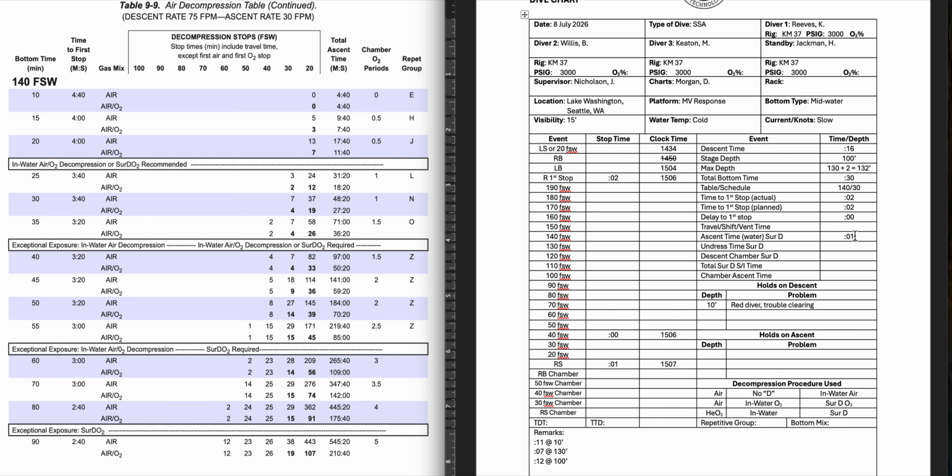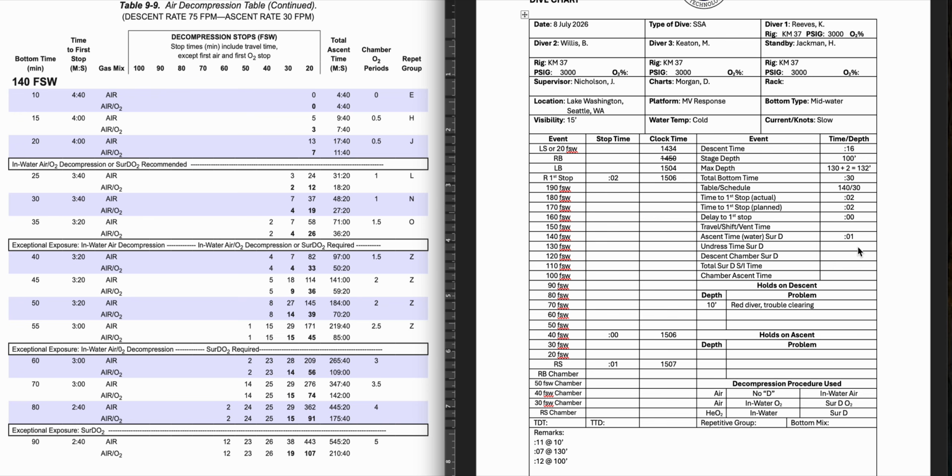Once you reach surface, you immediately begin your undress time. The maximum we can have for the ascent time is 1 minute. The maximum we can have for the undress time is 3 minutes and 30 seconds. And the maximum time we can have for the descent in the chamber is 30 seconds, for a total of 5 minutes.